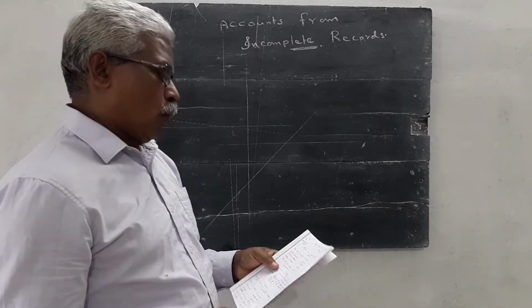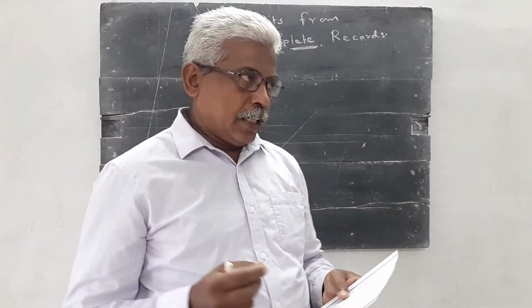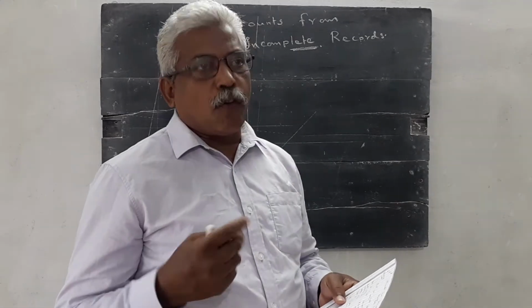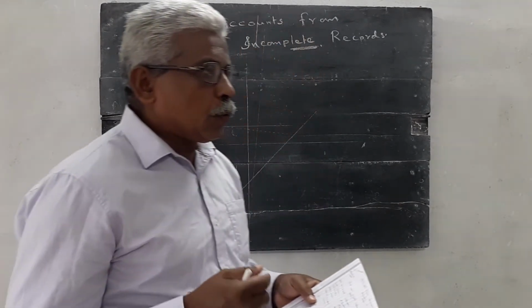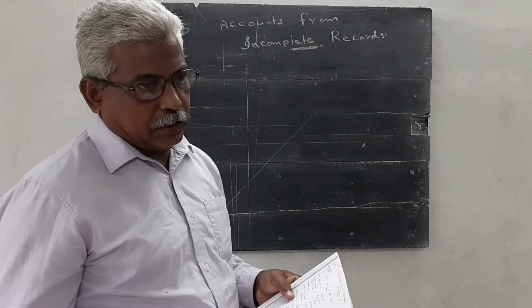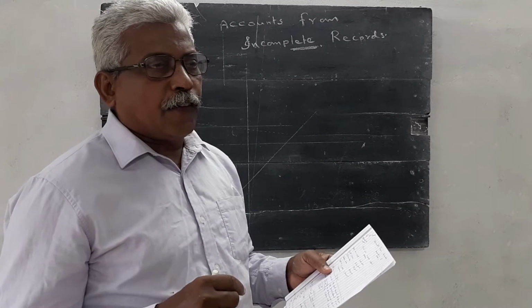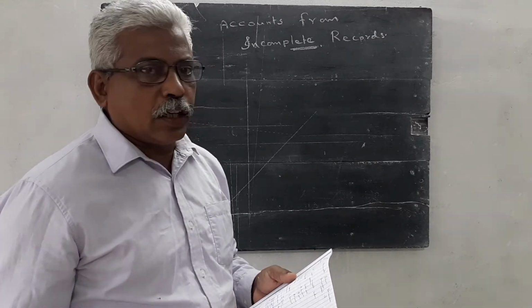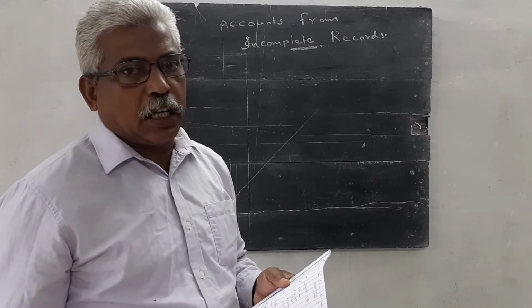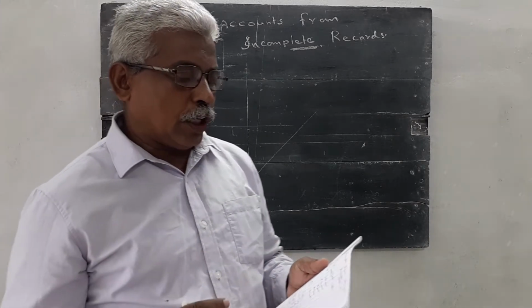In the previous classes, we studied how to calculate the profit. Today, we are going to study how to calculate the credit sales, how to prepare the sundry debtors account and find out the total sales, and then the procedure for calculating the bills receivable account. These two model questions we are going to study today.